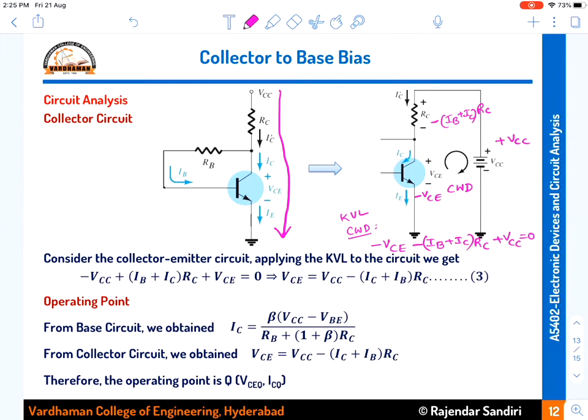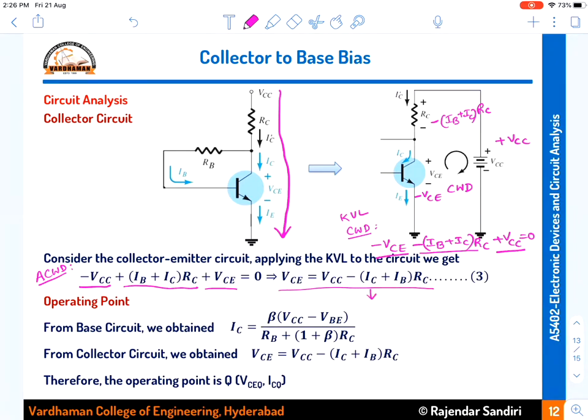If you take minus common in this equation, you will get anti-clockwise direction. That's what is written here, anti-clockwise direction. The KVL is here: plus VCC has become minus VCC, minus (IB plus IC) into RC, we got it as plus (IB plus IC) into RC, minus VCE, we got it as plus VCE is equal to 0. Then VCE is equal to, we got this equation.